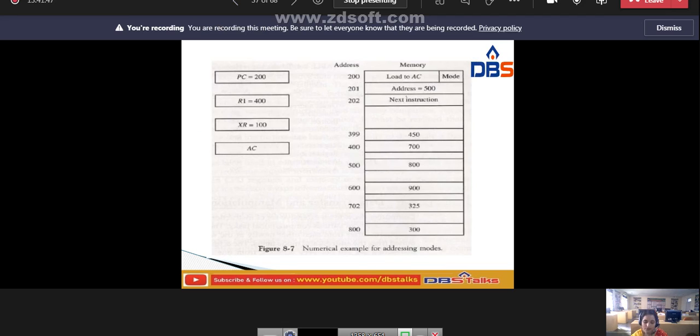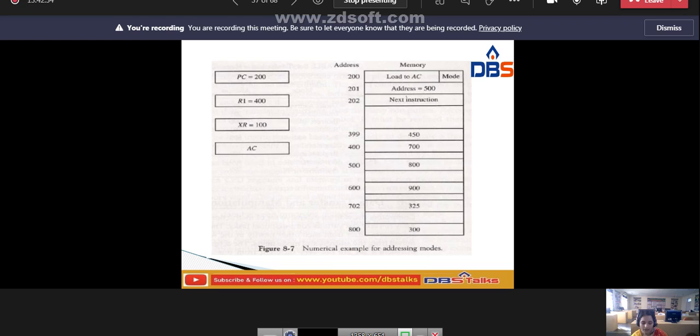The two-word instruction at addresses 200 and 201 loads the accumulator, with the address field equal to 500. The first word of the instruction specifies the operation code and mode, and the second word specifies the address part. The PC has the value 200. If you see the diagram, in the PC we have the value 200 for fetching this instruction.